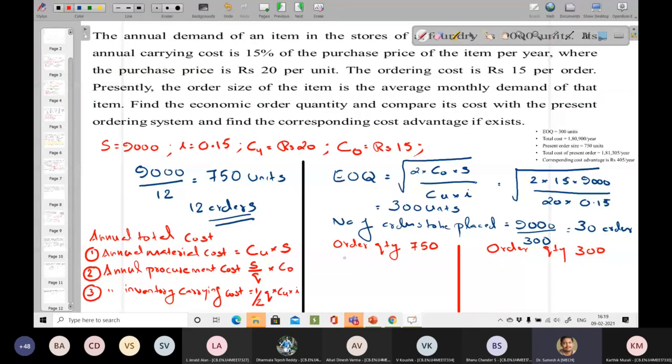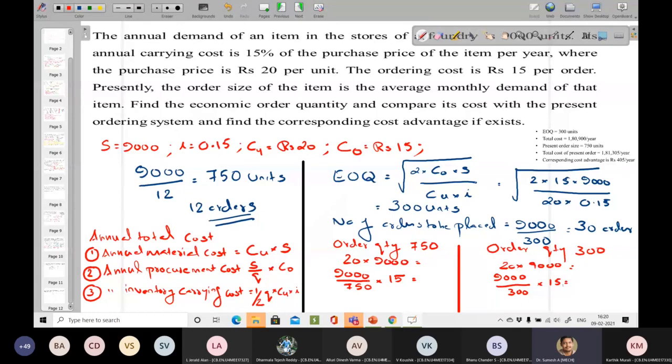So CU is 20 and S is 9,000. So here also 20 into 9,000. Now the second one, annual procurement cost: S by Q into C naught. S remains the same as 9,000. The first column, the Q value is 750, and C naught value is 15. Second case, it will be 9,000 divided by 300 into 15.